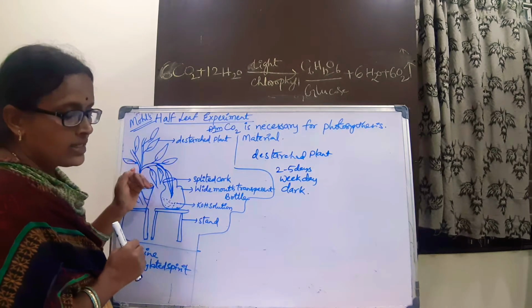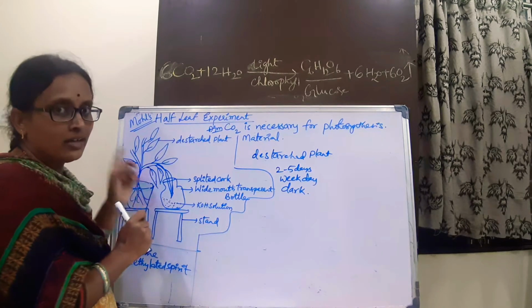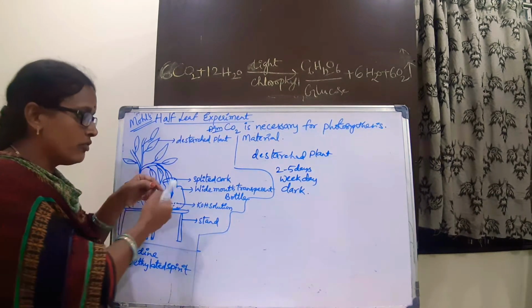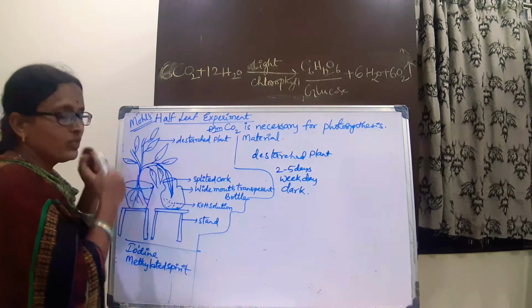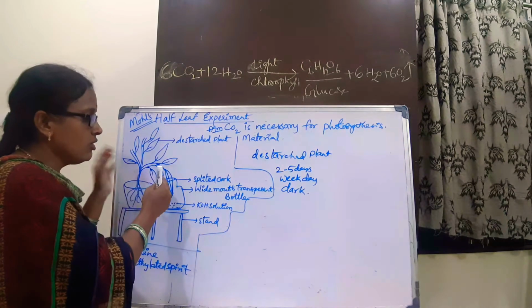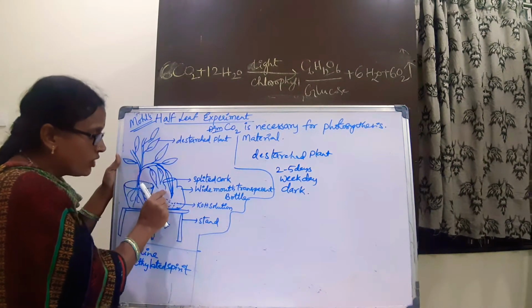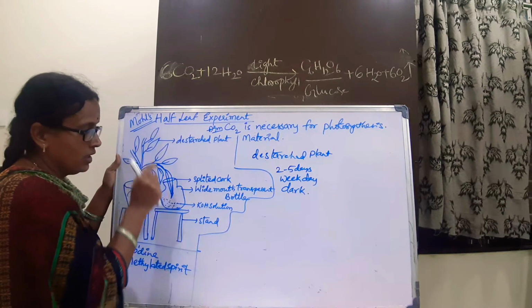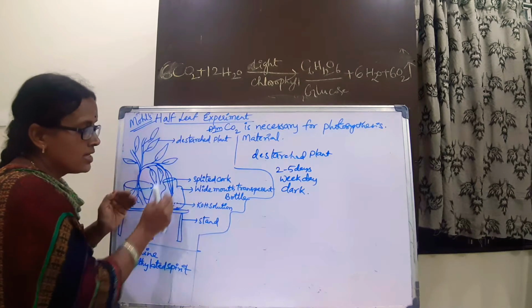Selection of the plant is also important for this experiment, because we have to take a broad leaf. Half of the leaf should be inserted in the bottle and half of the leaf should be present in the air. That is the reason we are taking a long leaf. So half the leaf is inserted in the wide-mouthed transparent bottle. This is transparent, we can see that.